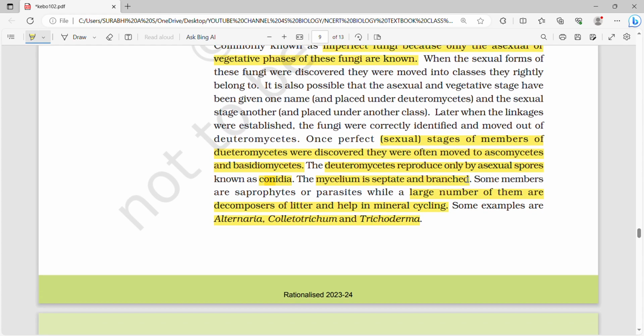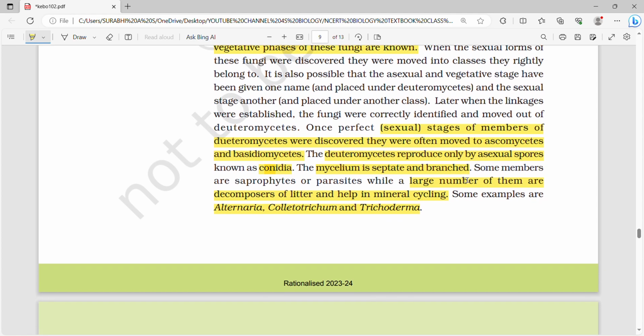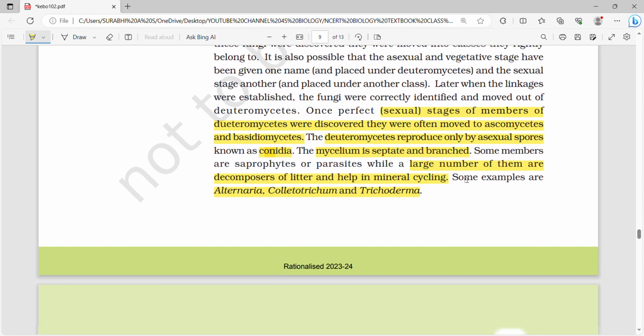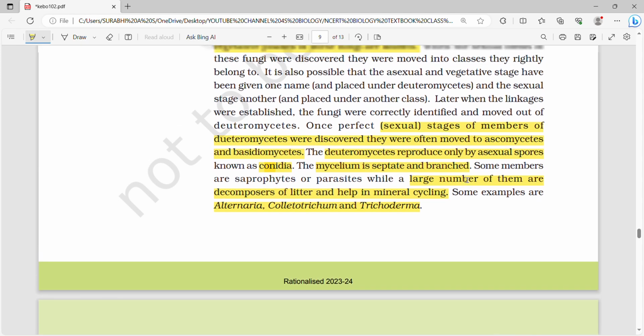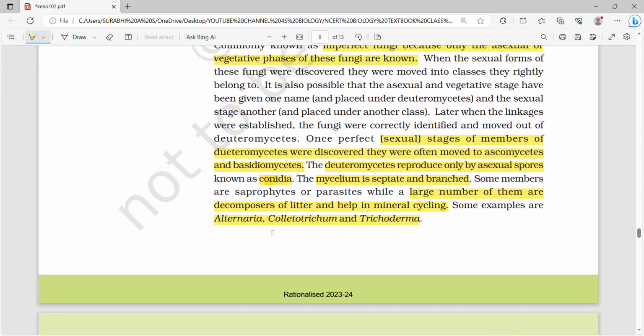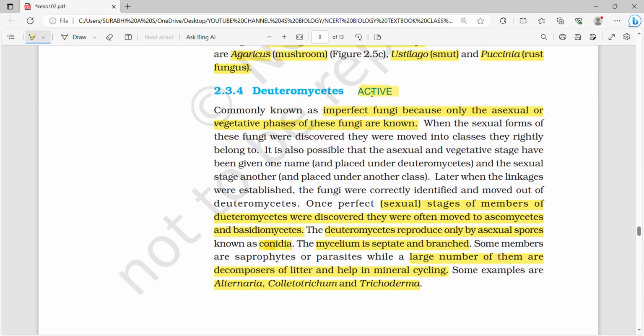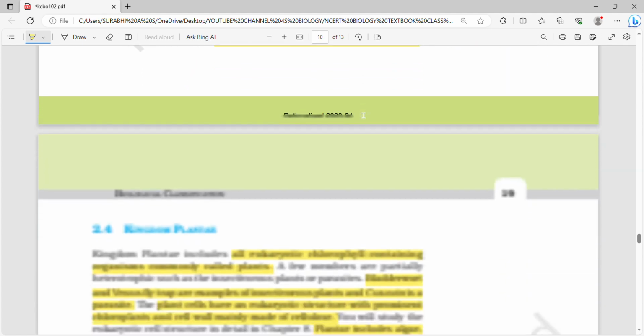The mycelium is septate and branched. Only in phycomycetes it is aseptate. Some members are saprophytes or parasites, while a large number of them are decomposers and also help in the mineral cycle. Some examples are Alternaria, Colletotrichum, Trichoderma. So you can remember them as ACT. Deuteromycetes. Okay.